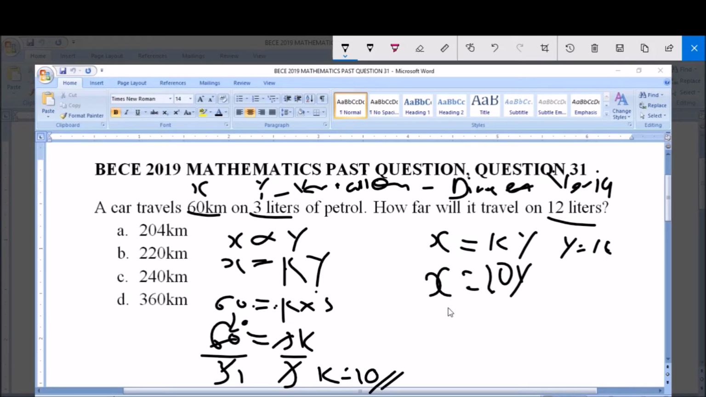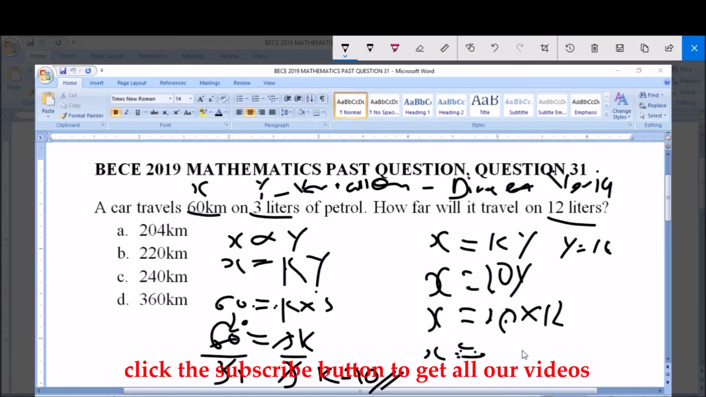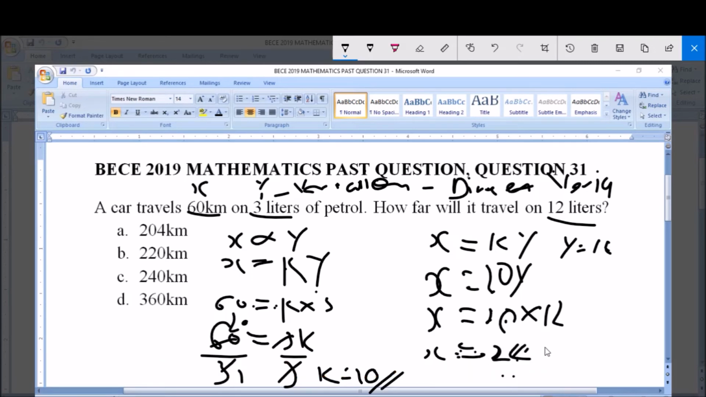So X, which is the distance traveled, is equal to 20, our constant, times Y, which is 12. So X is equal to 20 times 12, which gives us 240. 240 is our answer, and since distance is in kilometers, we put 240 kilometers. So if a car can travel 60 kilometers on 3 liters of petrol, the car will travel 240 kilometers on 12 liters of petrol.